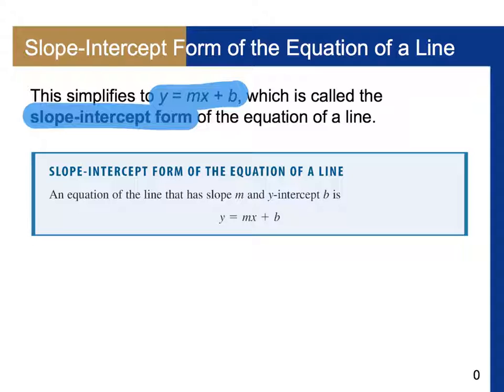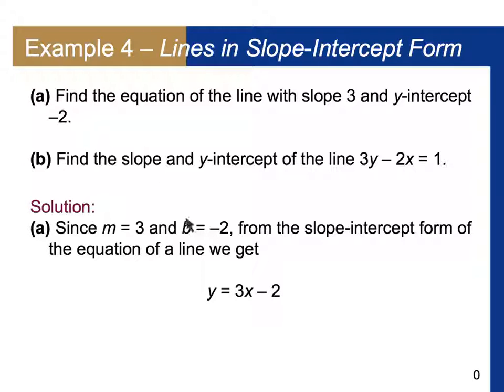That simply means that we have y by itself, and then we can see the slope because it's whatever is times x, and the y-intercept is whatever is left over, plus b. So it's easy to pick out parts of the line when you have y by itself. Let's look at a couple examples. Find the equation of the line with slope 3 and y-intercept -2. That's easy, we just plug in. m is 3, b is -2. y equals mx plus b form gives us y equals 3x minus 2. There it is.